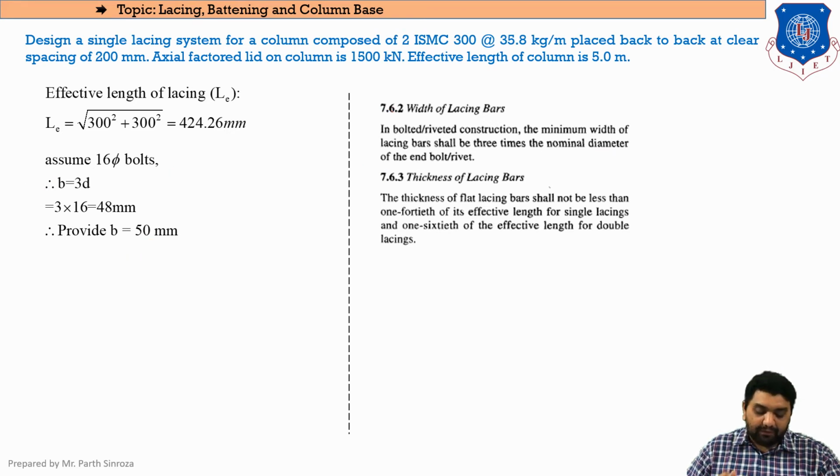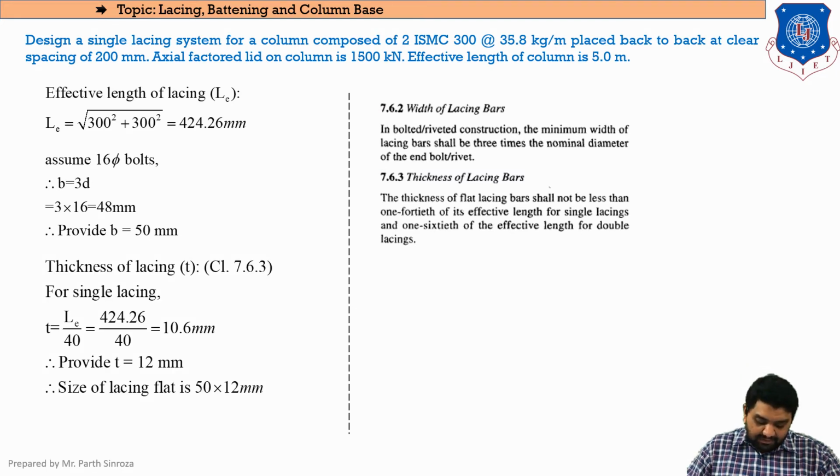And the third property that we'll be finding is the thickness of lacing bar. As you can see here, the thickness of flat lacing bar shall not be less than 1/40th of its effective length for single lacing and 1/60th of effective length for double lacing. So for single lacing and double lacing, both cases are mentioned here. Here we are dealing with single lacing. So the equation will be 1/40th of the effective length of lacing. So our T comes out to be LE by 40.